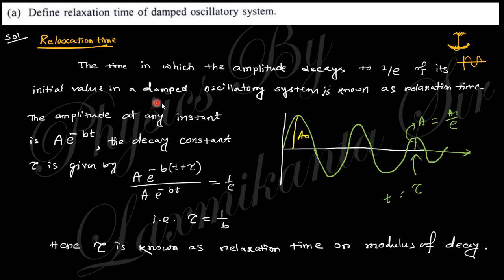Suppose the amplitude at any instant is exponential of minus b t. The decay constant tau is given by this: at any instant t, and at time t plus tau, it becomes 1 by e. So finally you will get tau equals 1 by b, where b is the decay constant. So tau is the relaxation time.